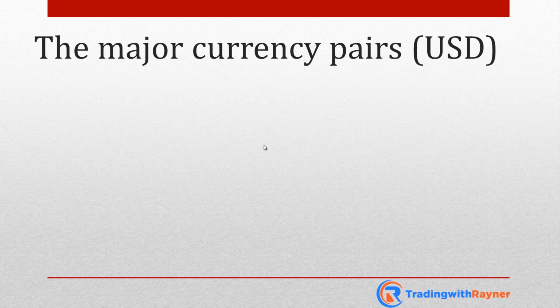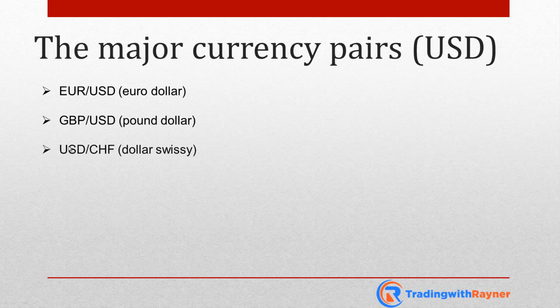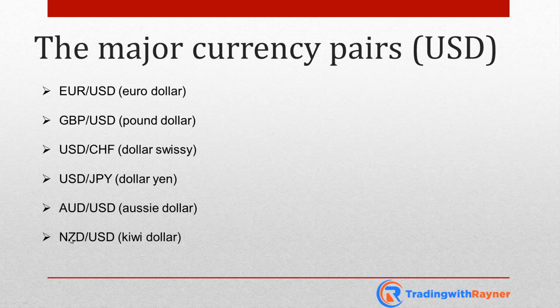So the major currency pairs are basically the currencies which are the most traded in the world. There are about 7 major currency pairs, and the first one is Euro dollar. This is the Euro against the USD. The British pound against the USD, pound dollar. Dollar Swissy, the dollar against the Swiss franc. Dollar against the Japanese yen, dollar yen. Aussie dollar, the Aussie against the dollar. New Zealand dollar, otherwise known as the Kiwi. And then dollar Canadian, known as the loonie.